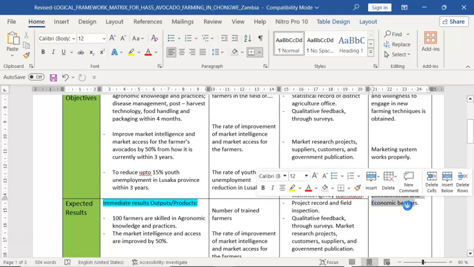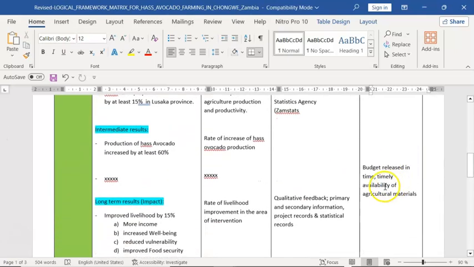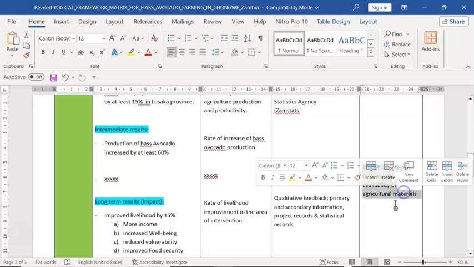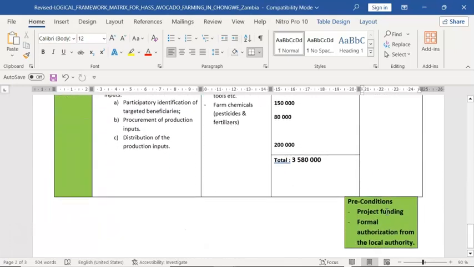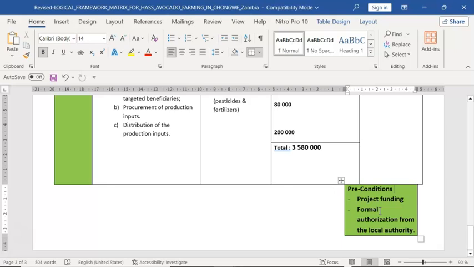All right. I guess now we understand how you formulate, how you design your assumptions: budget released timely, and availability of agricultural materials. These are the assumptions for this particular project. Then the preconditions. You have done everything on your side, but there's a condition before you kick off your project. The funding. You need the budget. Once the budget and the funding is approved, then you can start your project.